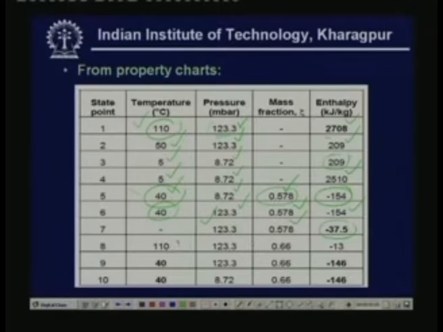Then point 8 is the strong solution condition at the generator exit. So, at this point we know the temperature to be 110 degrees centigrade and we also know the concentration to be 0.66. So, from the temperature and concentration data we find the enthalpy to be minus 13 kilojoule per kg, and pressure is of course same as condensing pressure.